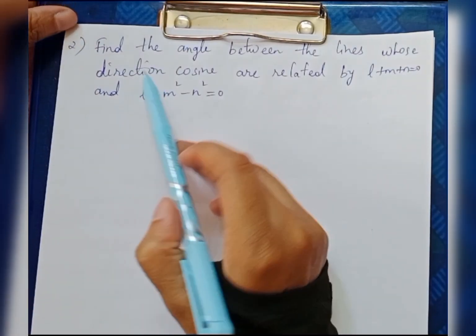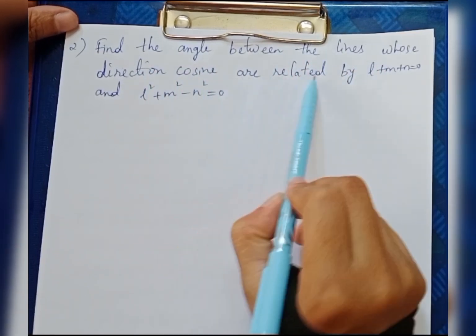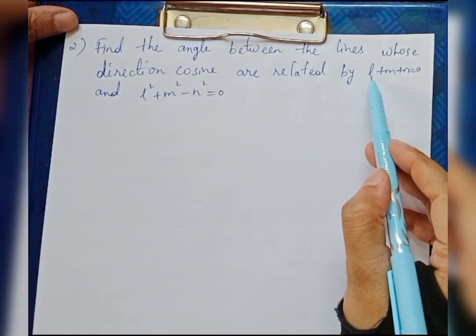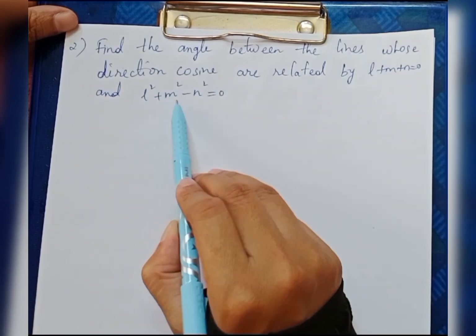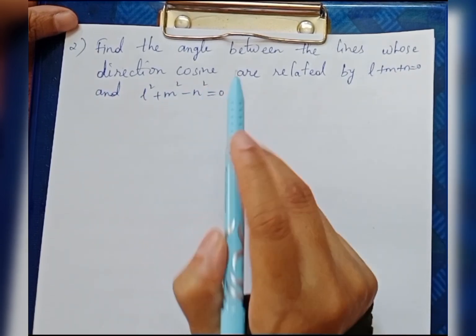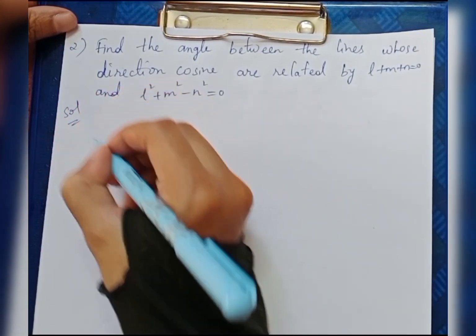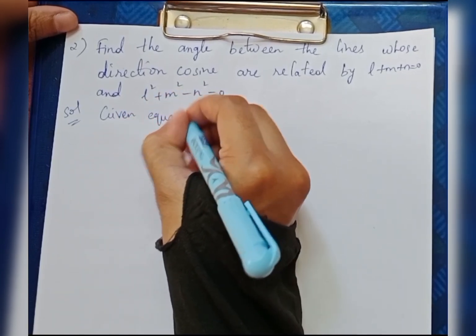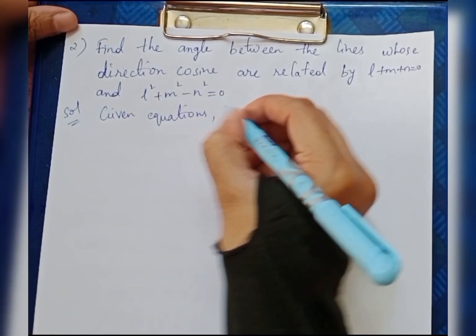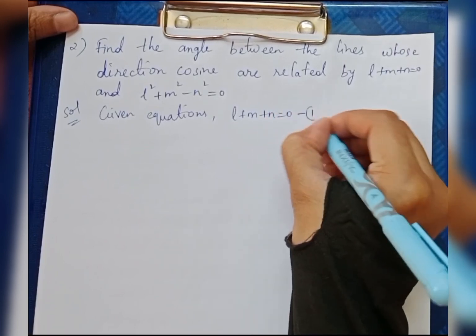Next question: find the angle between the lines whose direction cosines are related by the equations l plus m plus n equal to 0 and l square plus m square minus n square equal to 0. This is also the same as the previous question. So the given equations are l plus m plus n equal to 0, equation 1.